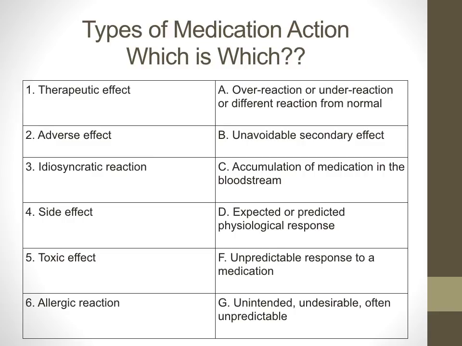Number 6, allergic reaction. The correct response is G, an unintended, undesirable, often unpredictable response. It could also be F, unpredictable response to a medication. Now keep in mind, allergic reactions are different than adverse effects. Allergic reaction is actually going to involve the inflammatory response system.